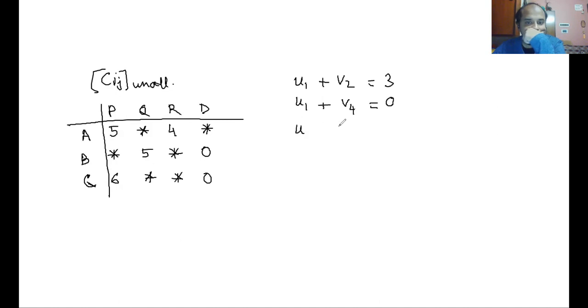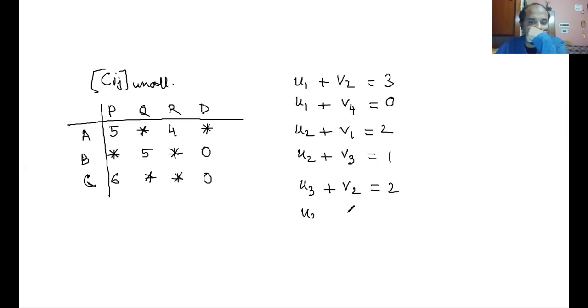U2 plus V1, 2. U2 plus V3, 1. U3 plus V2, 2. U3 plus V3, 3. Okay, so how many equations have we got? 6 equations. How many variables have we got?